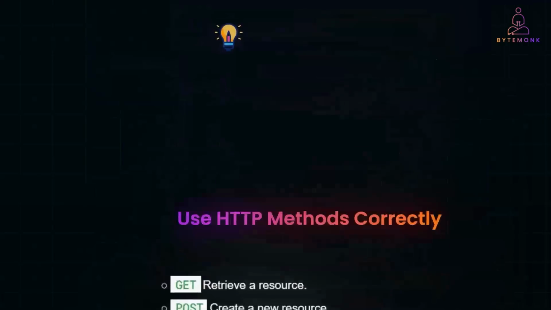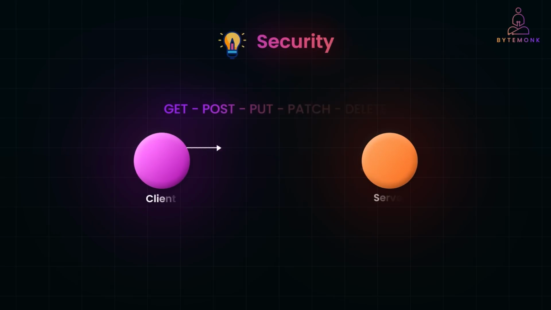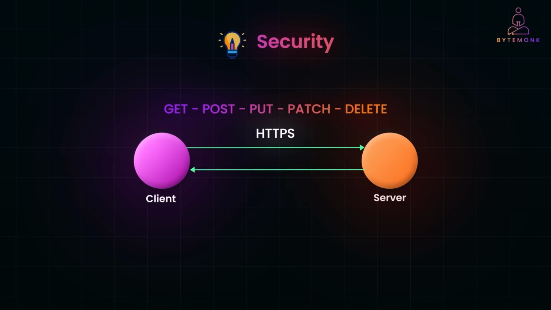Finally, and very importantly, security. Use HTTPS for encrypted communication and implement authentication. Methods like OAuth 2.0 or JWT are common, and use authorization to control who has access to what. Spring Security is a popular choice for this in Java.